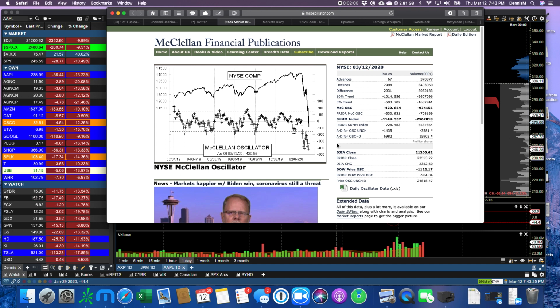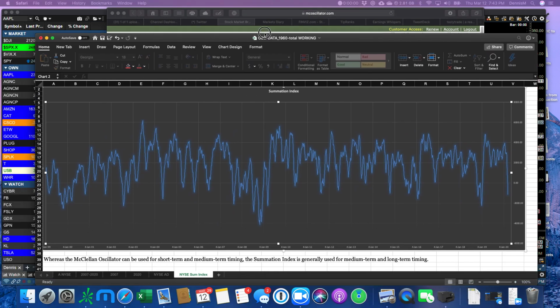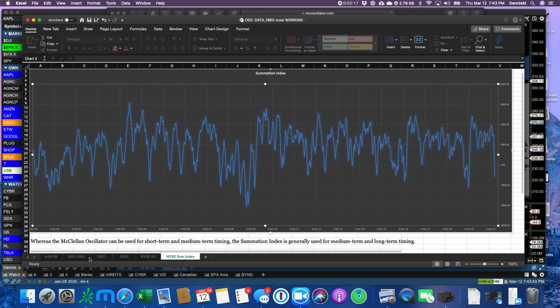So I encourage you to go on to McClellan's site or into Investopedia and find out what these things are. What is the definition of the McClellan oscillator? What is the definition of the Summation Index? You'll find some pretty interesting stuff there. Let's bring in the historical information.